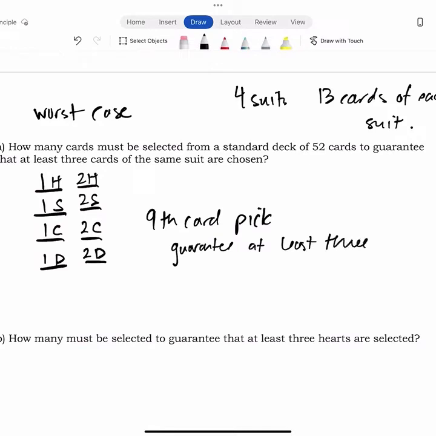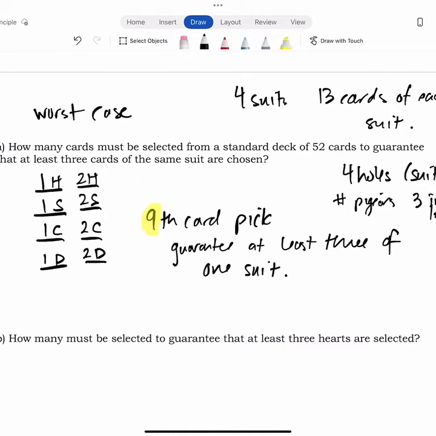This is worst case. Now, I'm not saying which suit I'm going to get, right? I'm just showing you that I had 4 holes, these suits, and how many pigeons do I need to fill 3 in at least 1 hole? So on the 9th pigeon showing up, or the 9th card I pick, then I'm guaranteed that there will be 3 of the same suit.